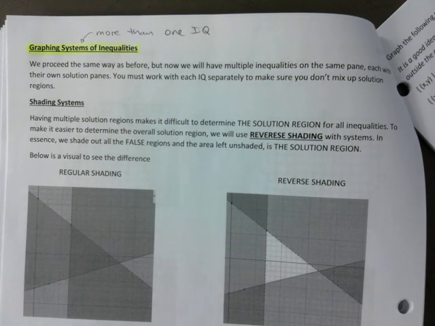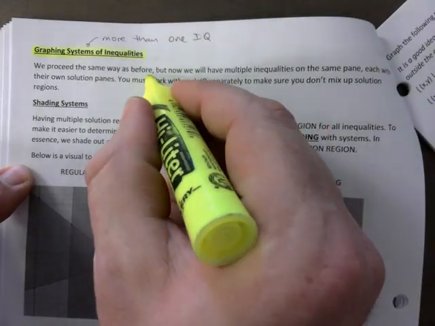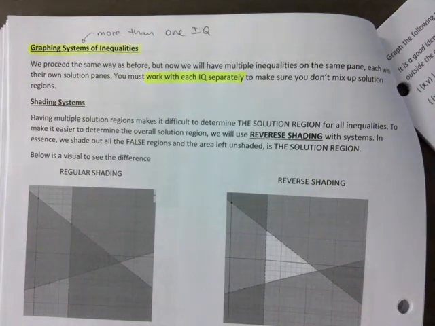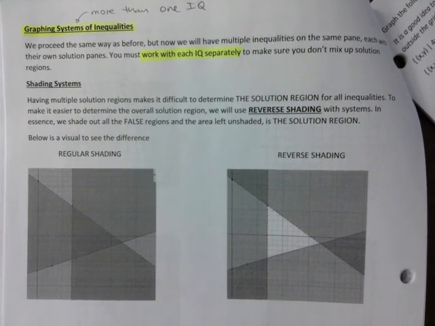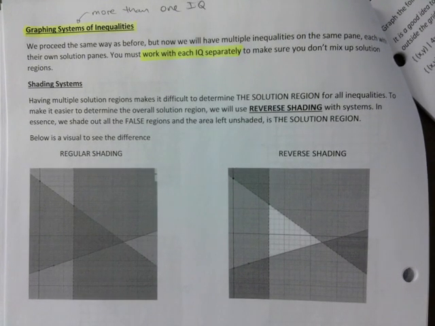You can't see that, right? But systems just means more than one inequality. So we proceed the same way as before, but now you have multiple inequalities on the same pane, each with their own solution panes. You must work with each inequality separately, so you don't mix up your solution. Okay, I think you would all agree with that, especially as we go along.